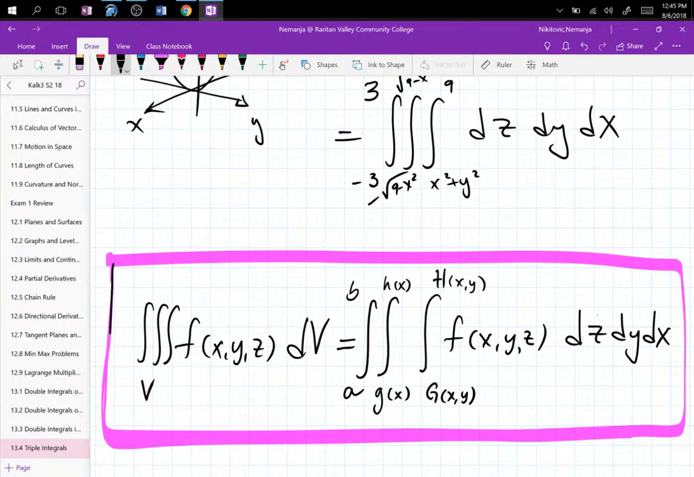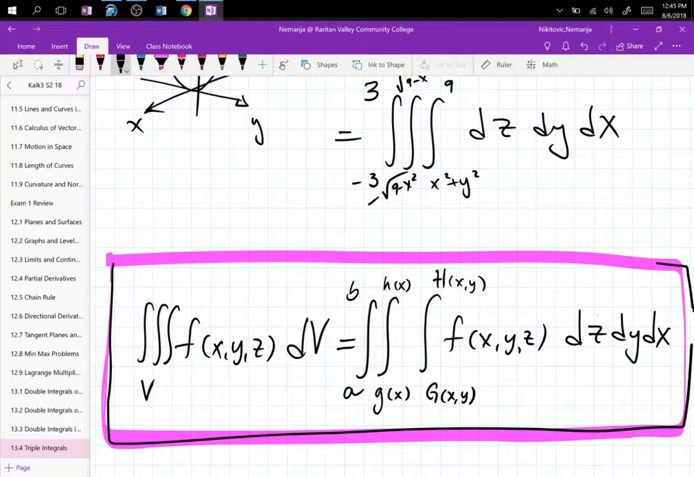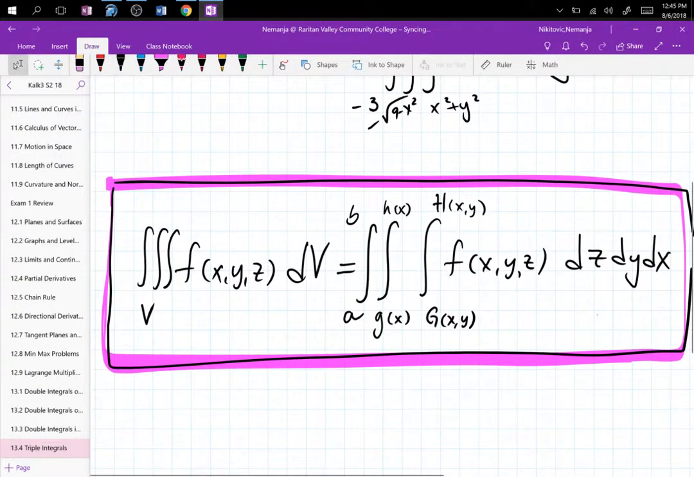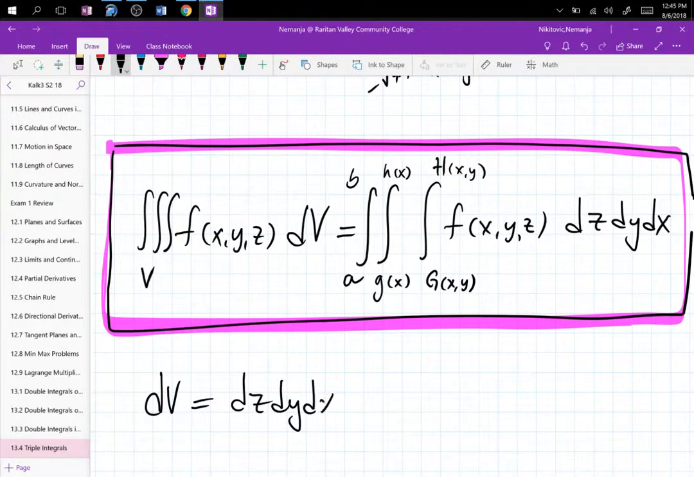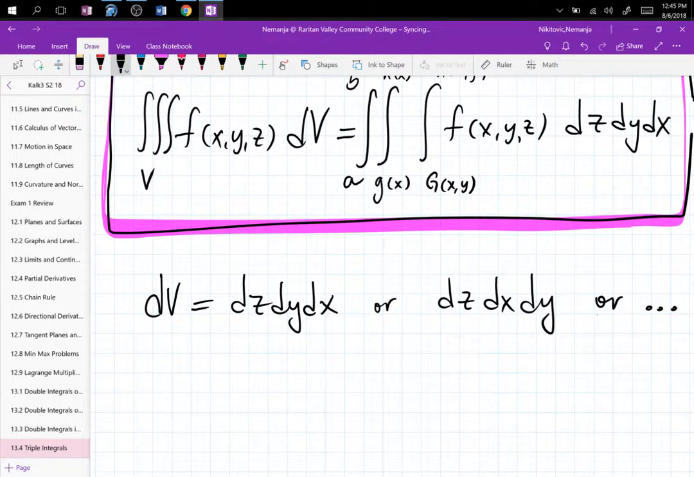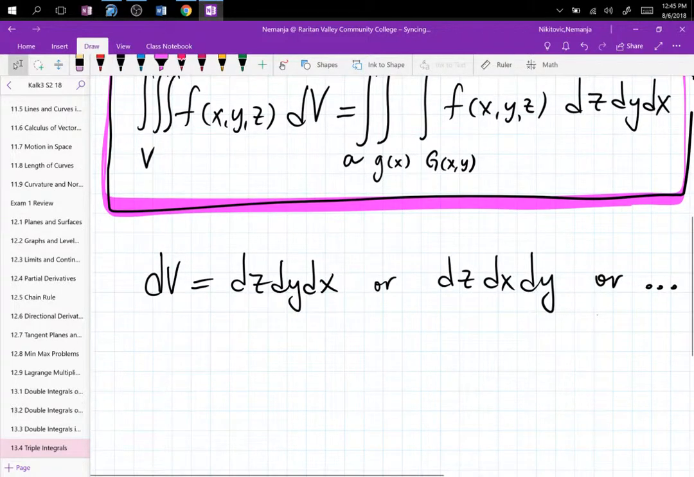And you guys will be looking at the shape and setting up the integral using this definition. Now, clearly, if you switch, your dV could be dz, dy, dx, or dz, dx, dy, or, right? And I'll put 3 dots because you have how many combinations? Very good. You have 6, right? So now, it could be any one of those.